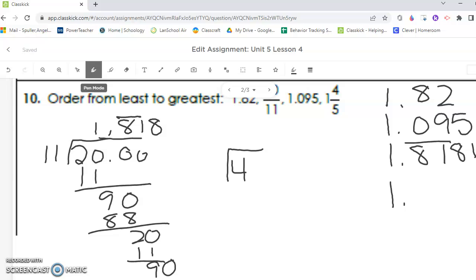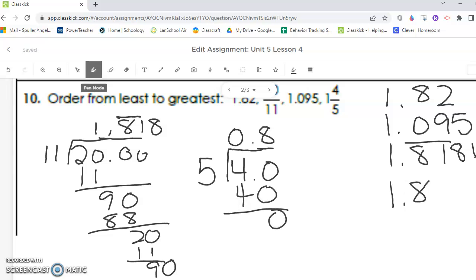4 divided by 5 equals 0.8, because 8 times 5 is 40, and that's 0. So 1.8. This smallest one. Well, obviously 1.095 is the smallest. Okay, now the rest of them have 8s in the tenths. Here I have 0 in the hundredths, here I have a 1 in the hundredths, and here I have a 2 in the hundredths. So this one here, which is our 1 and 4/5, would be next.